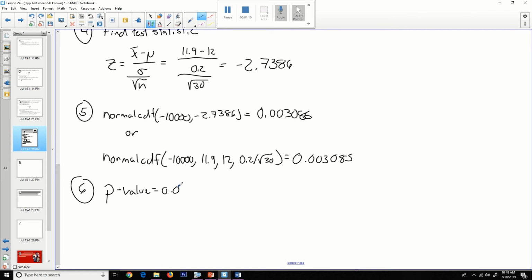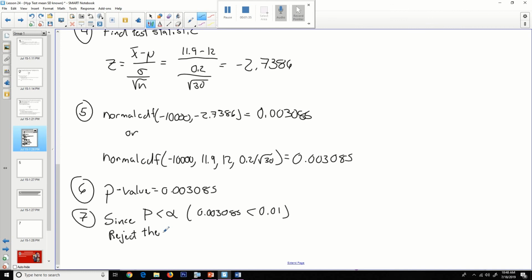All right, and so number 6, this ends up being our p-value, 0.003085. And so in number 7, since p is less than alpha, in this particular instance 0.003085 is less than 0.01, we will reject the null hypothesis.